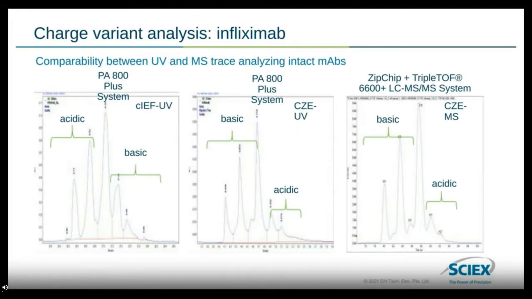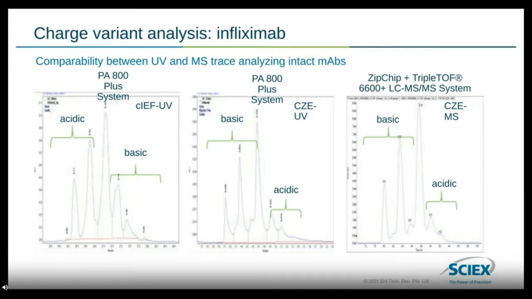So let's look back at the infliximab that we saw previously. Again, on the left, you have the CIEF profile with the acidic variants on the left and the basic variants on the right. Now, in the middle, you have the CZE profile with the basic variants on the left and the acidic variants on the right. And as you can see from the third picture on the right, the basic variants are on the left side and the acidic variants are on the right. So it is a one-to-one comparison with the CZE profile.